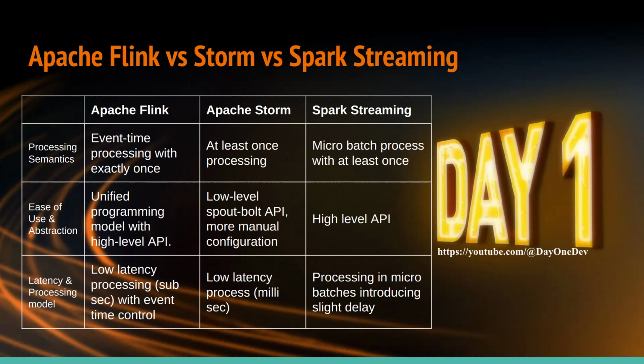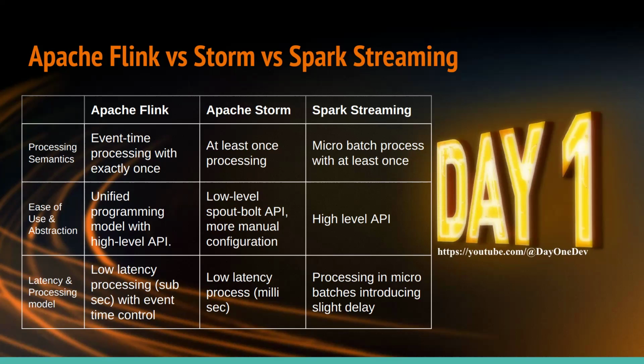Storm is known for its low-latency processing capabilities, achieving millisecond-level latencies, and it operates on an at-least-once processing model. But you have to look at the ease of use, which runs over a low-level API. If your team is comfortable with a low-level API, Storm is good at ultra-low latency, real-time analytics, and alerts.